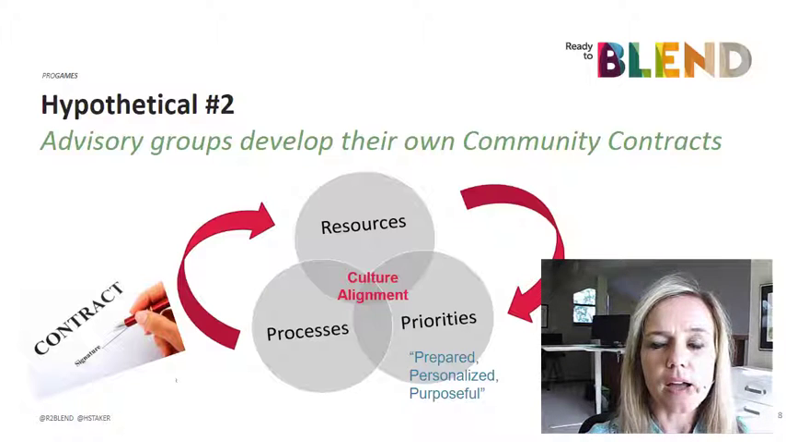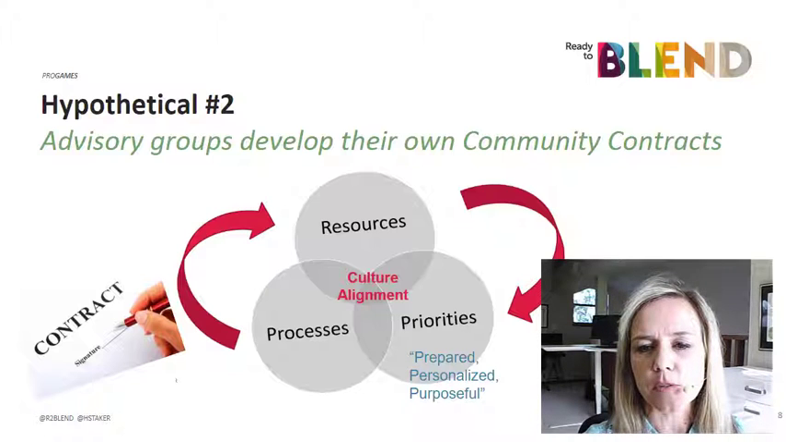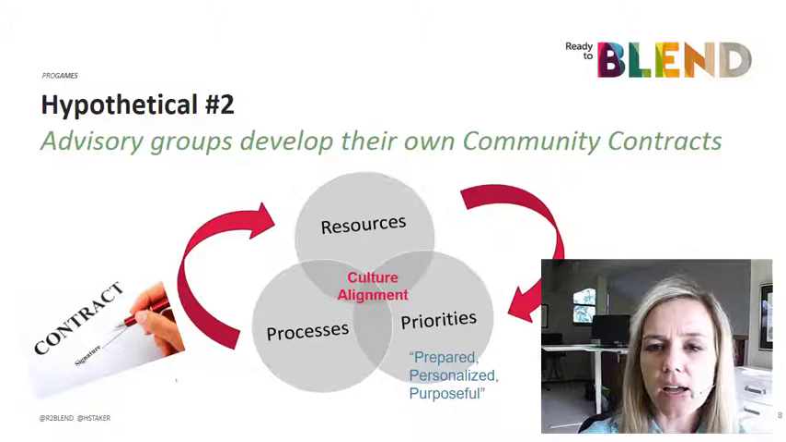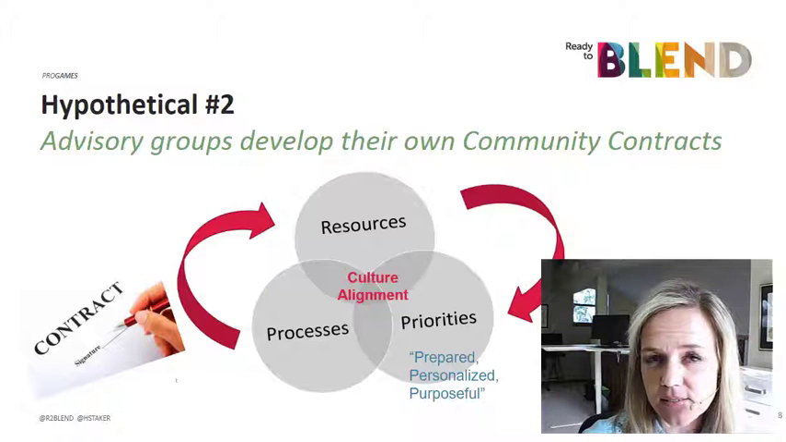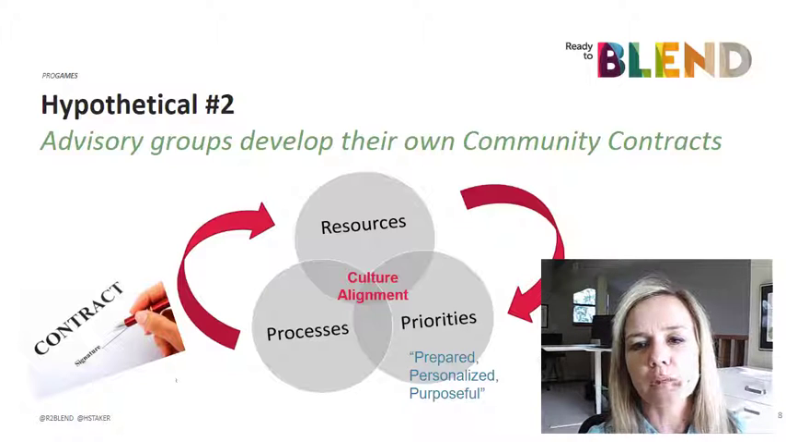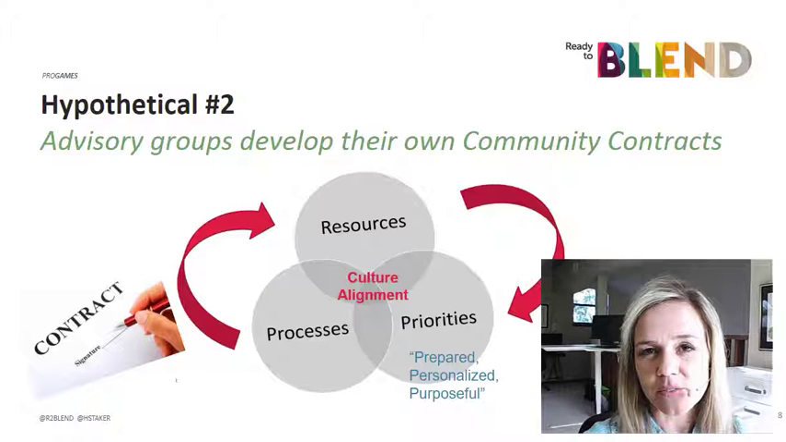Now, hypothetically speaking, suppose your priorities are still prepared, personalized, and purposeful. Which priority does this process of writing community contracts and having everyone sign them together, what priority does that align with the best? I think it complements your priorities. I'm asking you to choose which priority do you think it complements the most. Does it most complement prepared, personalized, or purposeful? Take a position and defend your choice.